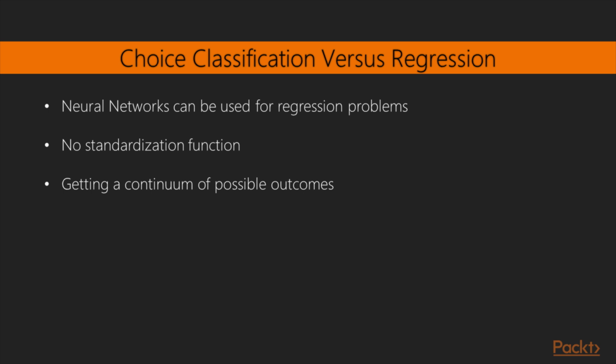Neural networks problem choice, classification versus regression. Neural networks can be used for regression problems and classification ones. The common architectural difference resides in the output layer. In order to be able to bring a real number-based result, no standardization function like Sigmoid should be applied. In this way, we won't be changing the outcomes of the variable to one of the many possible class values, getting a continuum of possible outcomes.